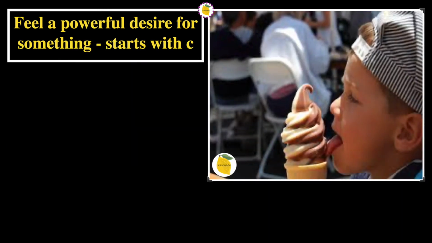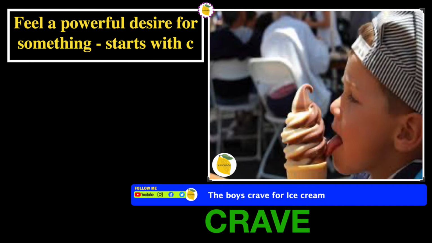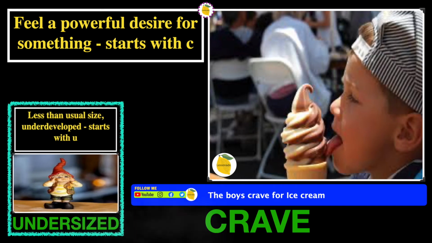Feel a powerful desire for something starts with C. In this picture, we can see a boy focusing on his ice cream as if he's feeling a powerful desire for that ice cream. So the word is going to be crave. And the sentence is: the boys crave for the ice cream. And as you guys could see from the picture, the boy is craving for the ice cream. So let's recall the previous slide, and it is undersized. Let's go on to the next one.